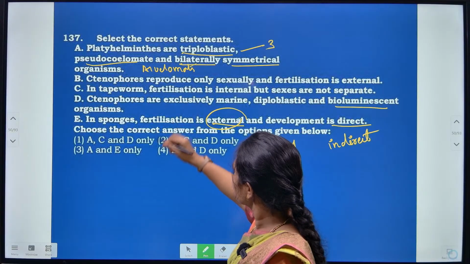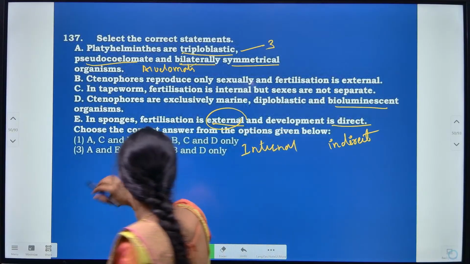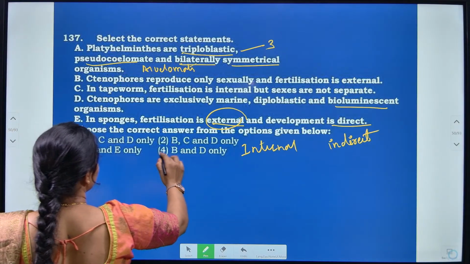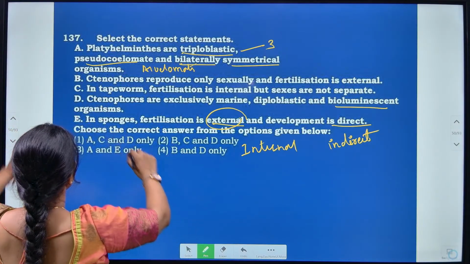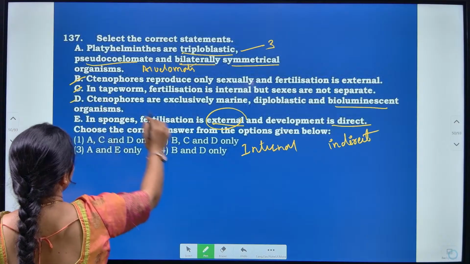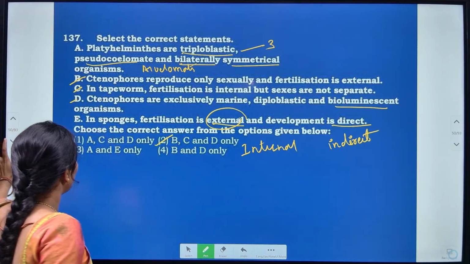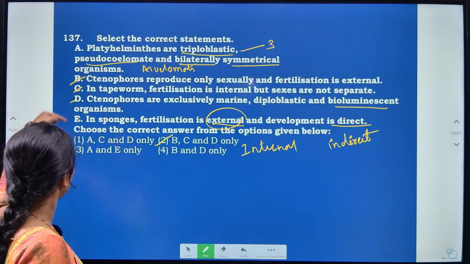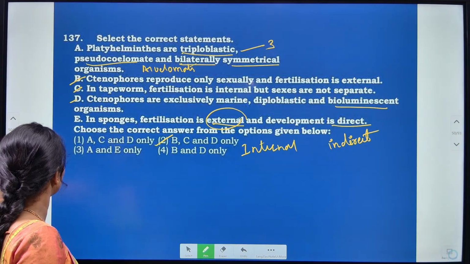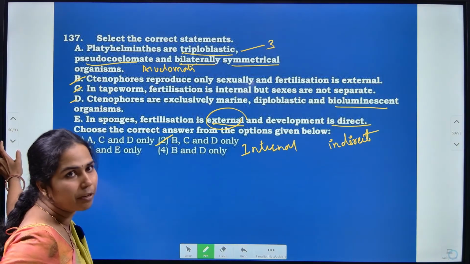So which of the following statements are correct? B, C and D are the right option. So according to this question, A and E options are wrong, and I have justified why they are considered wrong statements.